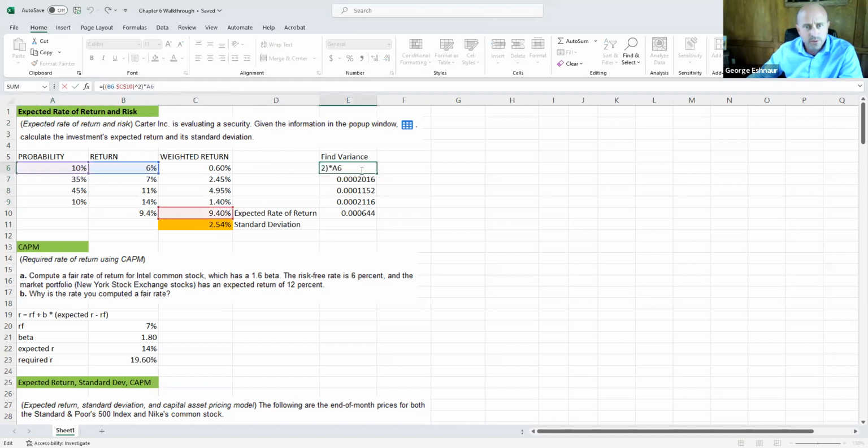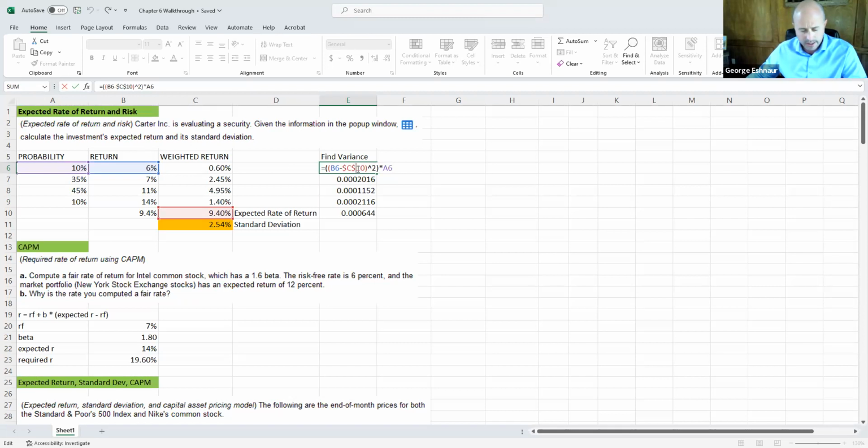To do so in Excel is rather easy. We take our observation, or our return, minus the average to the second power, so caret 2, and then multiply it by the probability. Now, to slow that down and go over it again, you need to bracket observation minus the mean to the second power, and then close the bracket and multiply it by the probability.